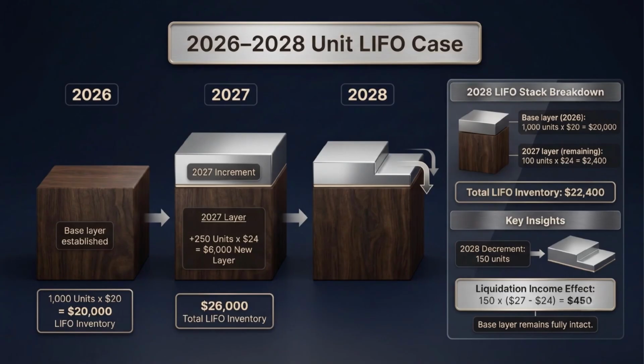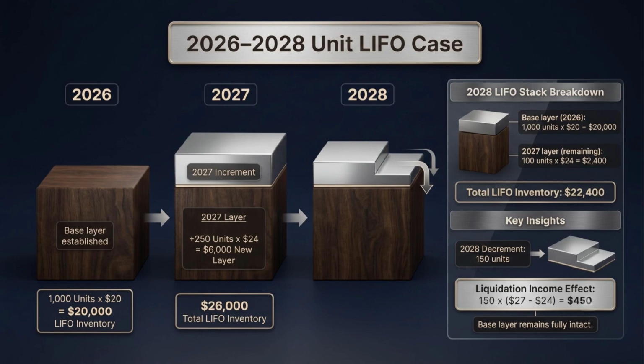In 2026, the company establishes a base layer of 1,000 units at $20, giving $20,000. In 2027, ending units increase to 1,250. So a new 250 unit layer is added at $24, giving another $6,000 and total LIFO inventory of $26,000.